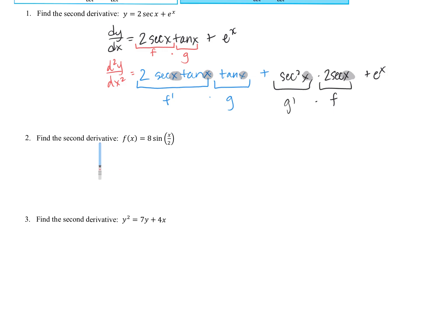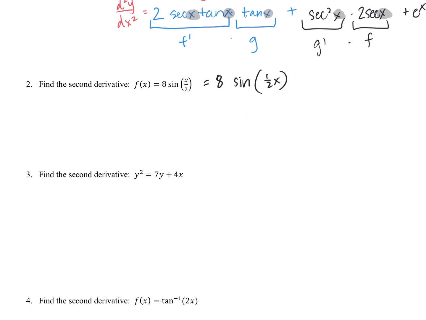This one says, hey, go find the second derivative of f of x is 8 times the sine of x divided by 2. Biscuit might leave this as x divided by 2, but how could Biscuit rewrite this instead of x divided by 2? 1/2 x is going to make our lives a little easier. Okay, here we go. We got to go find that second derivative. So I'm going to put the first derivative. I'm going to say f prime is my first derivative. What's the derivative of 8 sine of 1/2 x? 8 cosine of 1/2 x.